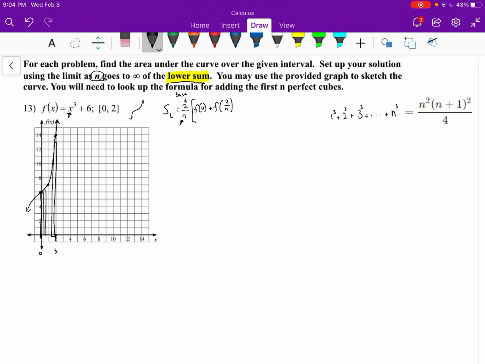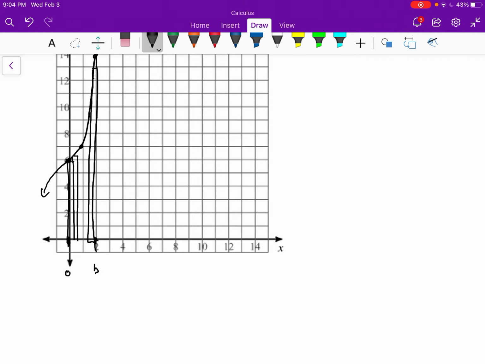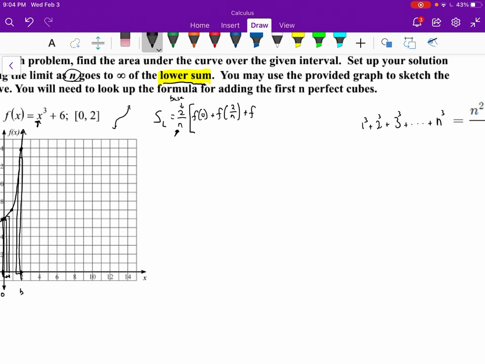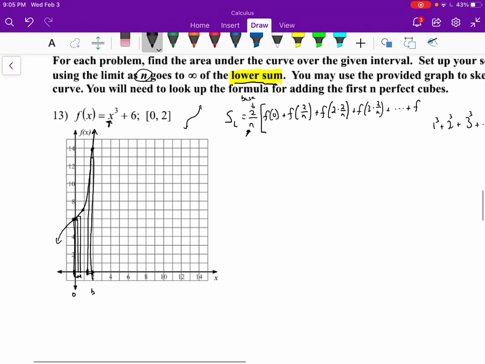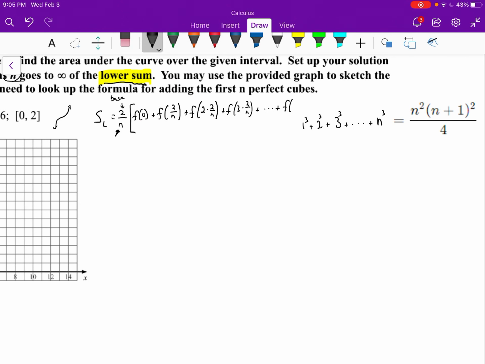And then for our next one, we have to move over two bases. So that was 2 over n, move over another 2 over n. So I'm going to write this as f of 2 times 2 over n. And then our next one, we're going to move over 3 bases, so 3 times 2 over n. And then we're going to go over n minus 1 2 over n's, because we don't go all the way to n, we go over to n minus 1. So we're going to go f of n minus 1 times 2 over n.